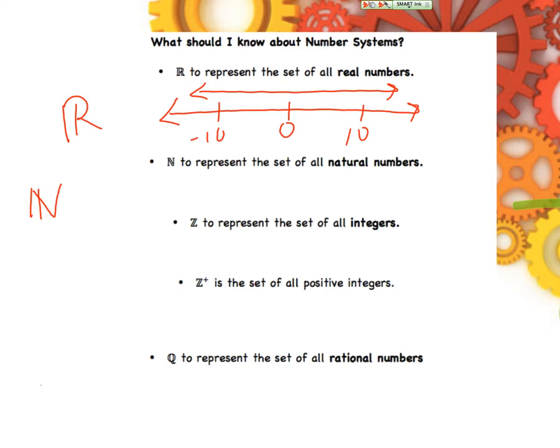The double barred N, or that bolded N, represents the set of all natural numbers. Natural numbers, they're like those counting numbers. Those numbers that you first learn when you're young. So those numbers, we've got 0, 1, 2, 3, and so on.